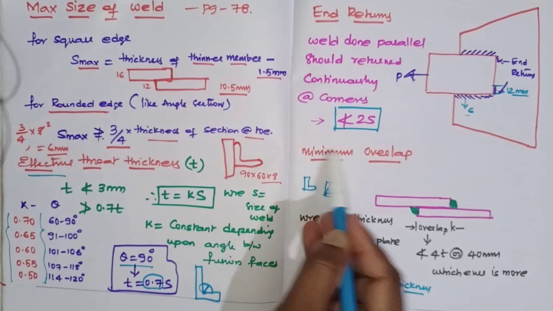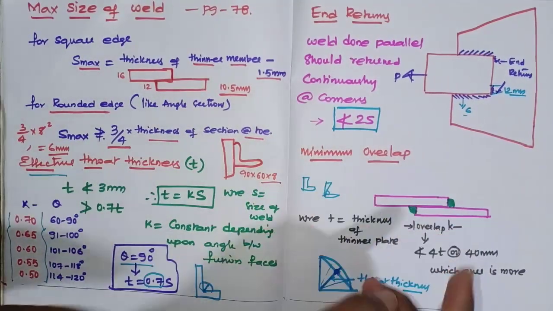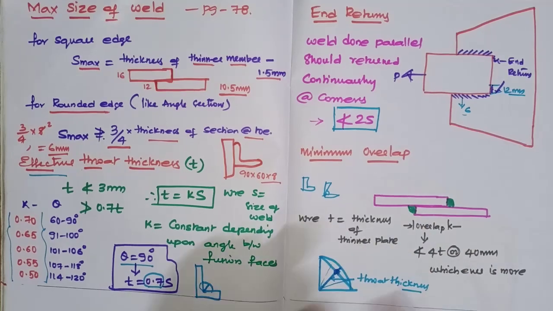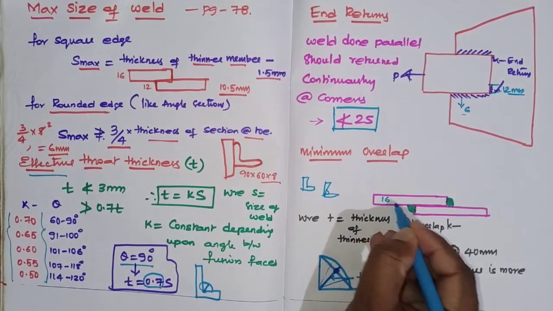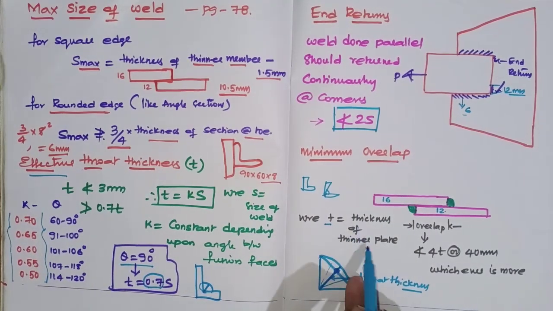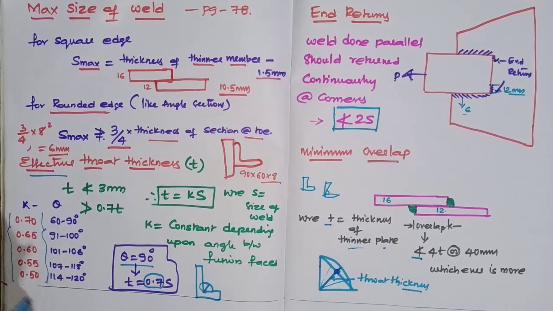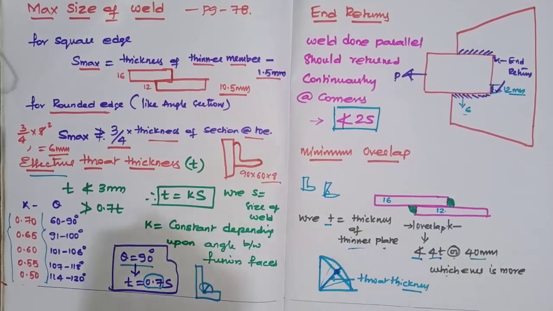Next, the minimum overlap length. I am placing one member over the other member. This is the overlap, and this distance is the overlap distance. Suppose this is a 16 mm plate and this is a 12 mm plate. Now T is the thickness of the thinner plate. Overlap length should not be less than 4 times of T or 40 mm, whichever is more.